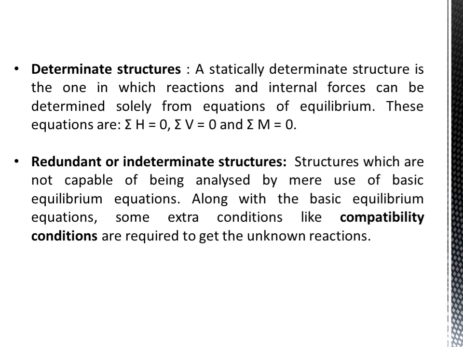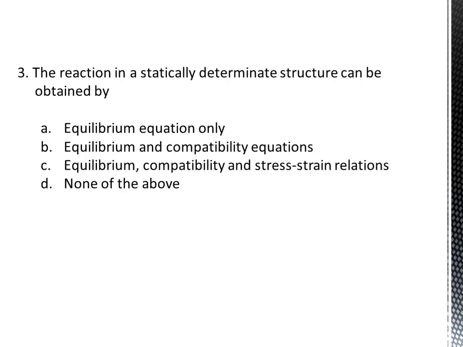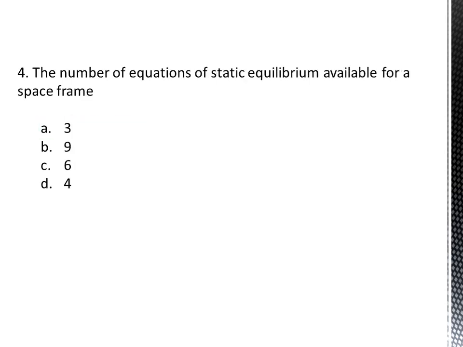So the examples for the redundant structures are the continuous beam, fixed beams, fixed arches, two-hinged arches, etc. So the answer for the third question will be option A, equilibrium equations only. So we have our fourth question.